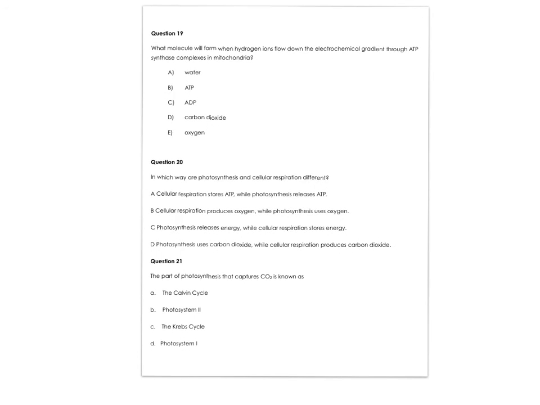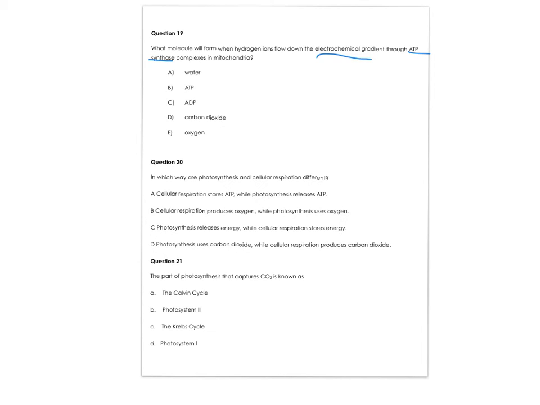What molecule will form when hydrogen ions flow through the electrochemical gradient through ATP synthase complexes in the mitochondria? ATP synthase. Right? This is just simply testing, did you remember what the electron transport chain is? The three big things about the electron transport chain. It's not asking about the cytochromes. Do you remember the electrochemical gradient means the hydrogen ion concentration gradient, right?